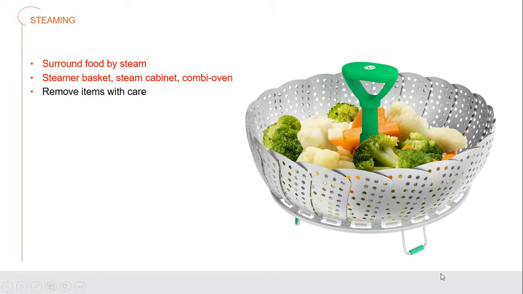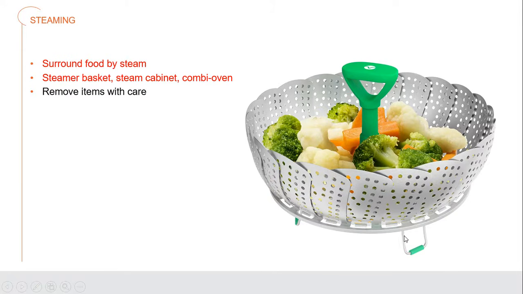Steaming. This is a cooking method that we use if we want to have something where we're not adding additional fats. It can be a very healthful way of cooking. So you can see right here we have a steamer basket with the legs right down the bottom. This would actually be placed directly inside a saucepan with a lid on it to trap the steam.